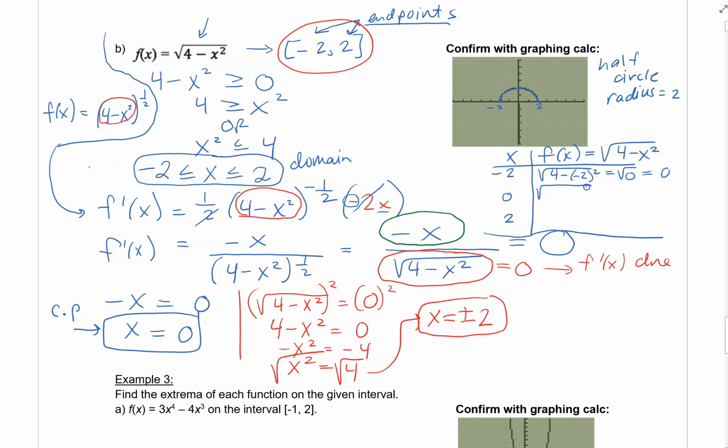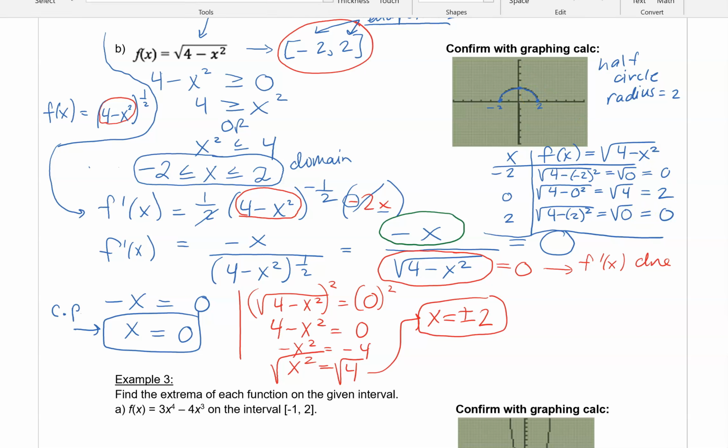When I plug in 0, I get the square root of 4 minus 0 squared, which is the square root of 4, which is 2. And then when I plug in 2, I get 4 minus 4 again inside the square root. So square root of 0 is 0. Of course, you can see that on the graph here as well. I can see that the zeros are my absolute minimums. There is no value lower than 0 on this graph. And 2 is my absolute max. There is no y value that goes higher than 2 on this graph.